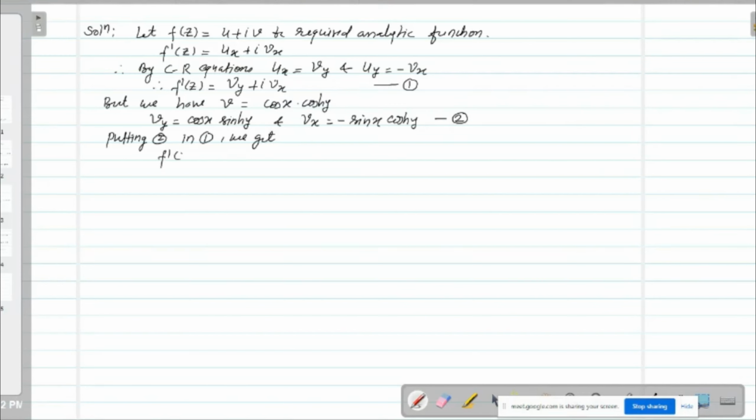We get f dash of z equal to vy, which is cos x into sine hyperbolic y, plus i times vx, and vx is minus sine x into cos hyperbolic y. Now we will use here Milne-Thompson's method.